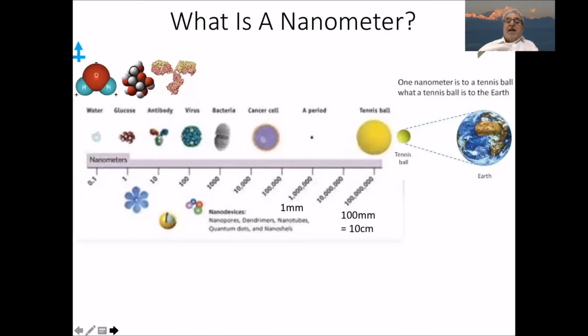And then there are cells. The smallest cell is the red blood cell, and the red blood cell is 7 microns in dimension. And then there is a period that you would put on your paper, and that is close to 1,000,000 nanometers. A useful comparison is that a tennis ball, which is 100 million nanometers, is to a water molecule like a tennis ball is to the Earth itself.